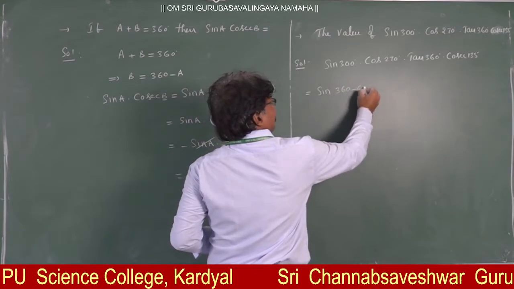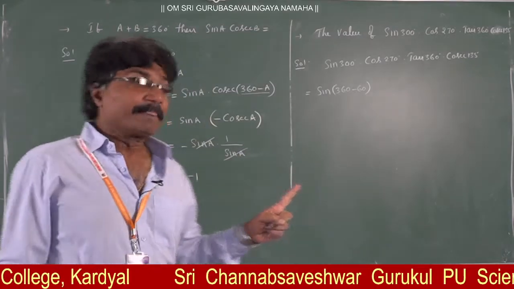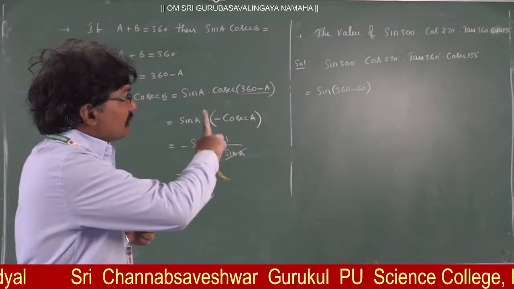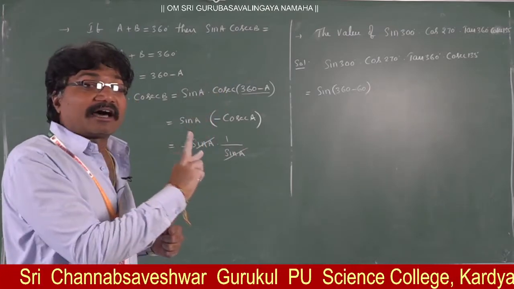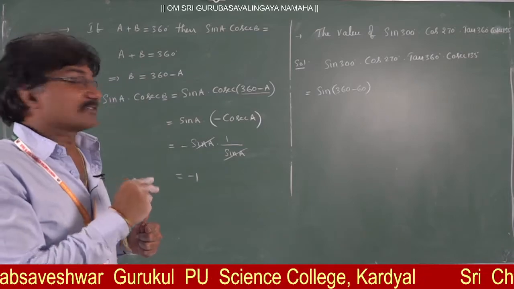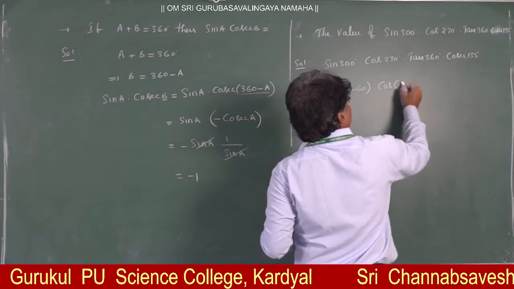300 can be converted as 360 minus 60. That is one possibility. The other possibility is 270 plus 30. 270 plus 30 is 300, or 360 minus 60 is 300. We can use any transformation into next cos 270.